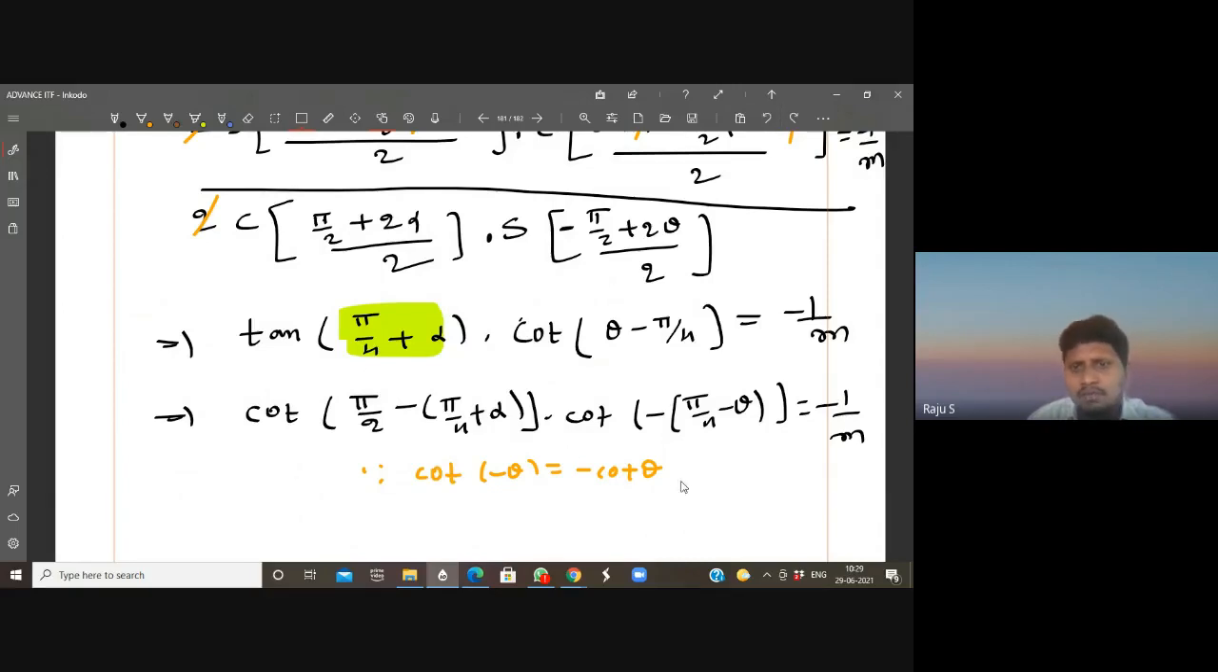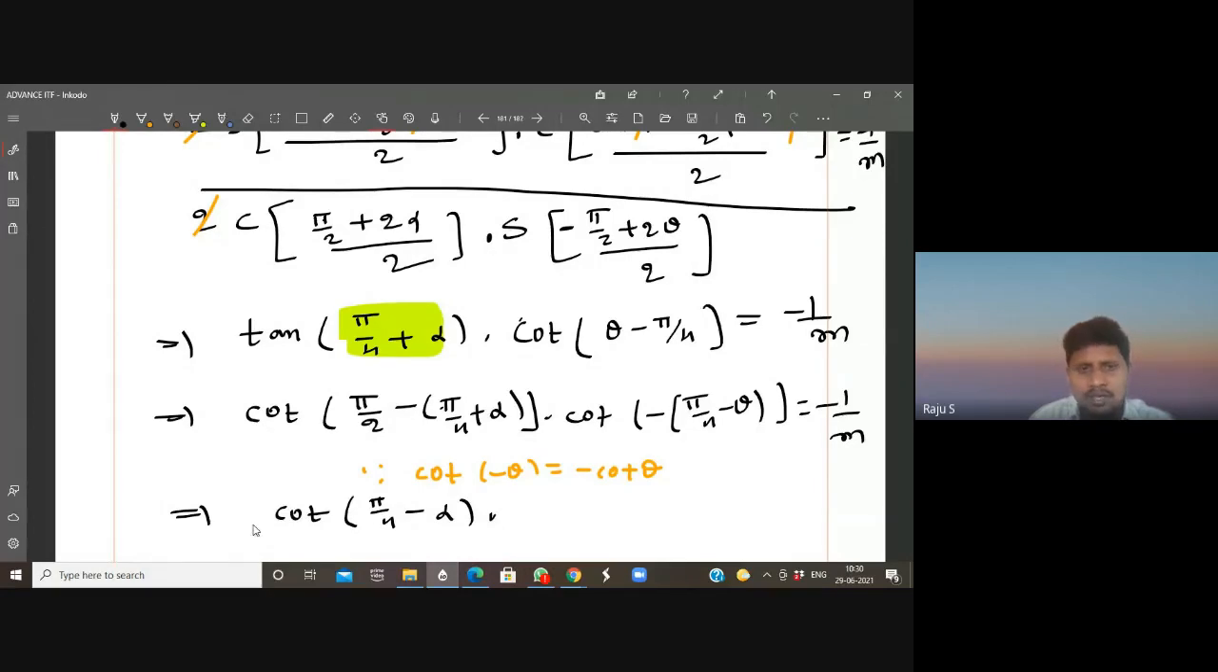Cot of minus theta is equal to minus cot theta. So here pi by 4 plus alpha is there. We don't want the plus here, we want a minus. For that, what I have done: tan I changed to cot, cot of 90 minus this value, and again it becomes tan in the above step. So what about this value? Cot of pi by 2 minus pi by 4, that is 90 minus 45, 45 minus alpha.